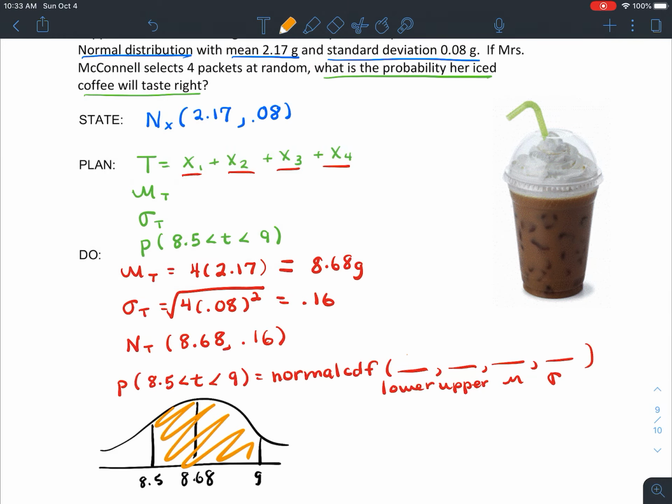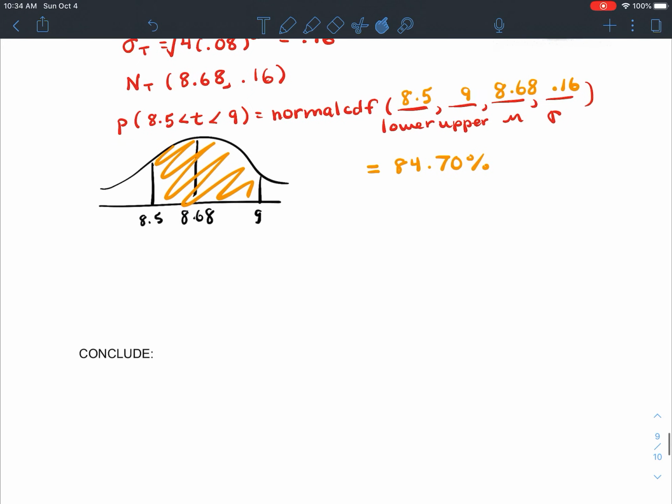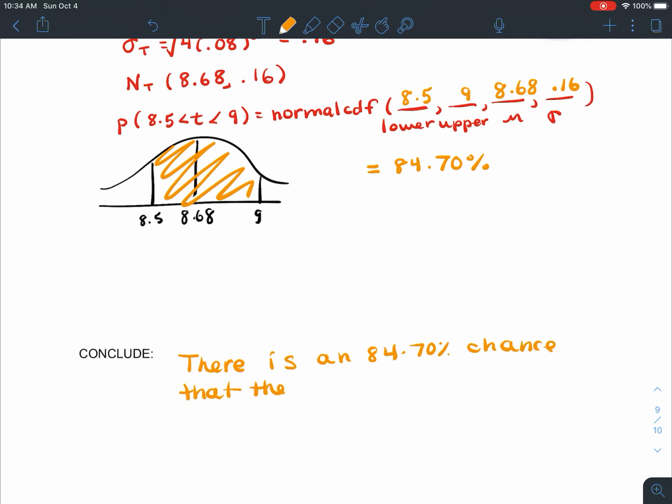Okay, I will draw a quick normal distribution with the center here. We'll say 8.5 is here and maybe 9 over here. I'm going to shade the area in between. My lower bound is 8.5, upper bound is 9, center 8.68, standard deviation 0.16, and we're looking at about an 84.7% chance that my iced coffee would have between 8.5 and 9 grams of coffee.